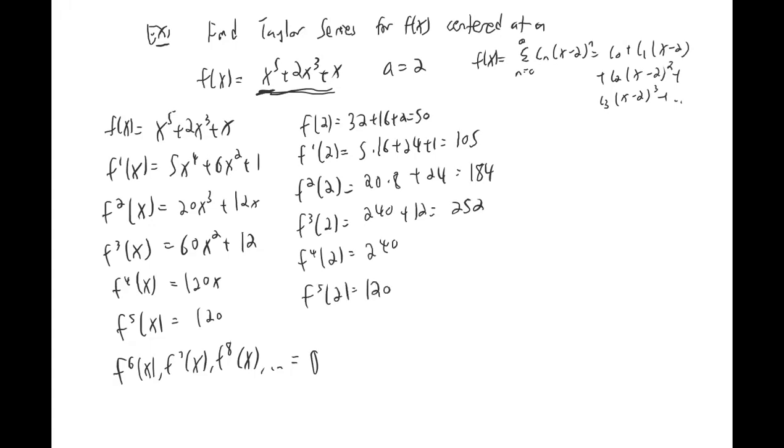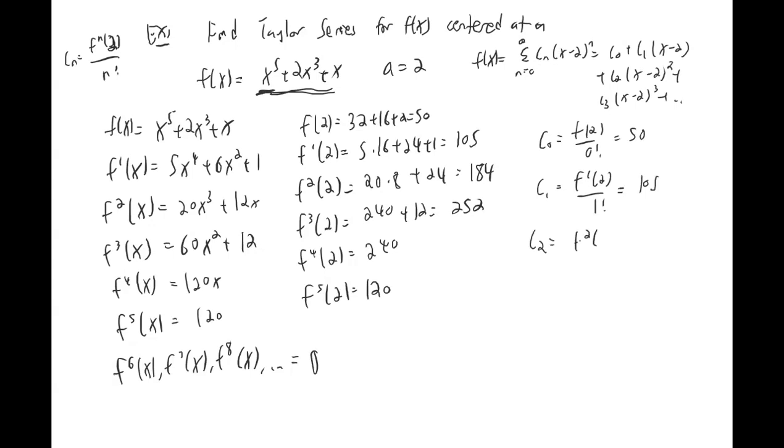And now it's the same formula. Cn, let me just write here, Cn is Fn at 2 divided by n factorial, right? So C0 is f of 2 divided by 0 factorial, so that's 50, because 0 factorial by convention is 1. C1 is f1 at 2 divided by 1 factorial. So this is just 105. Whoa, what did I do? It's 50.